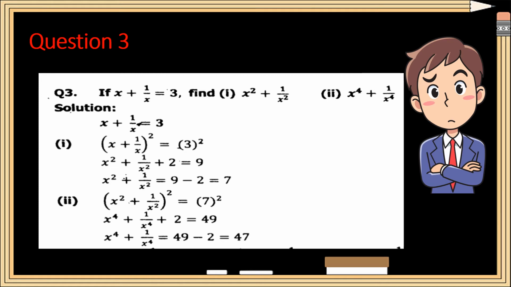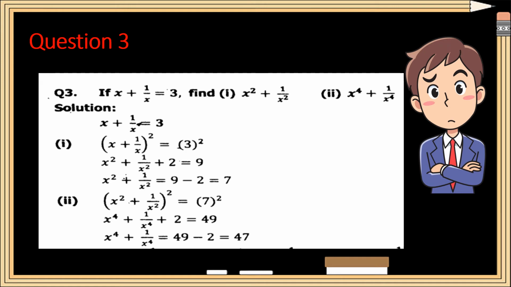X and x will cancel out each other. You will be left with 2. So now 3 square will give you 9. You have to move the 2 to the other side of the equation. So 9 minus 2 will give you 7. So x square plus 1 over x square will give you 7. Similarly, you will take the square on both sides.